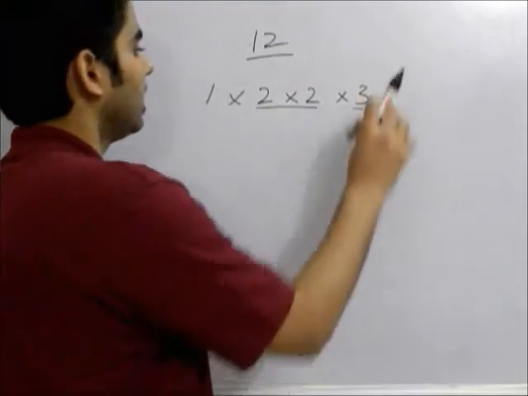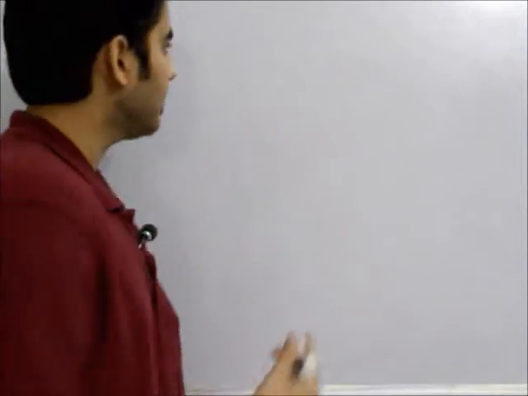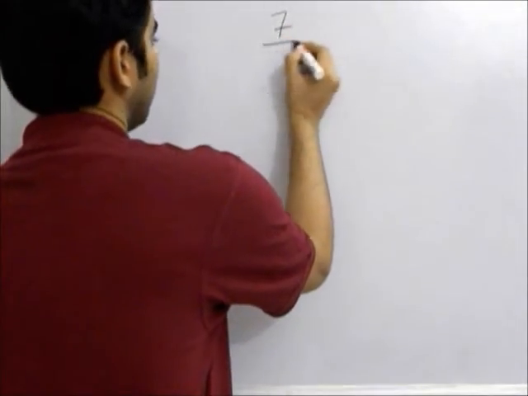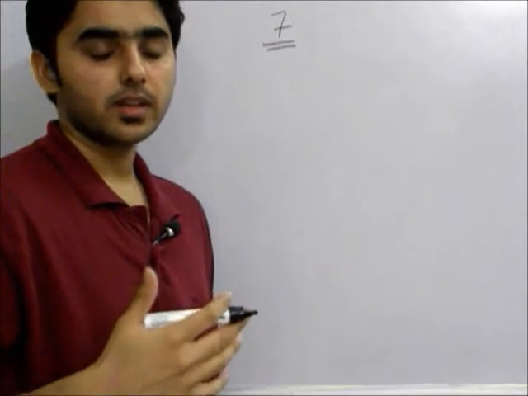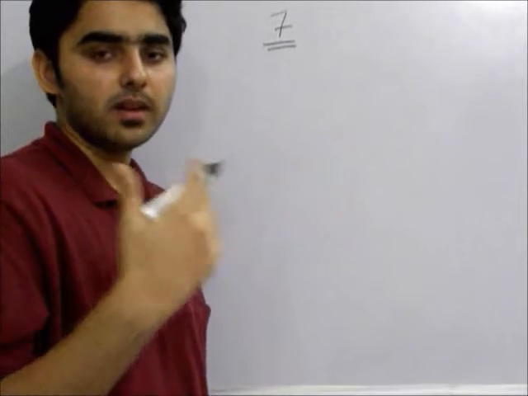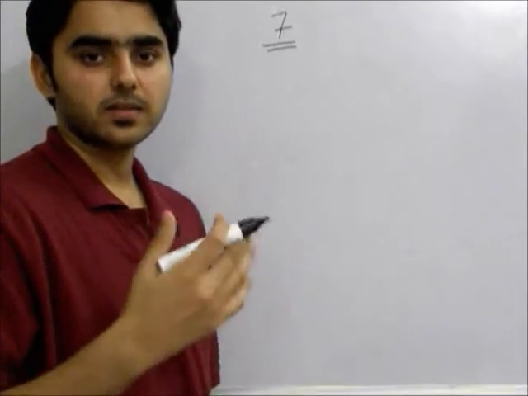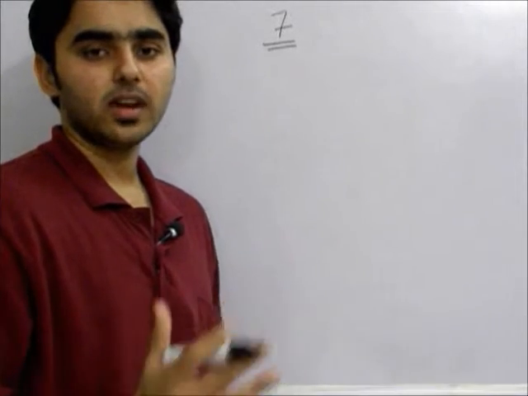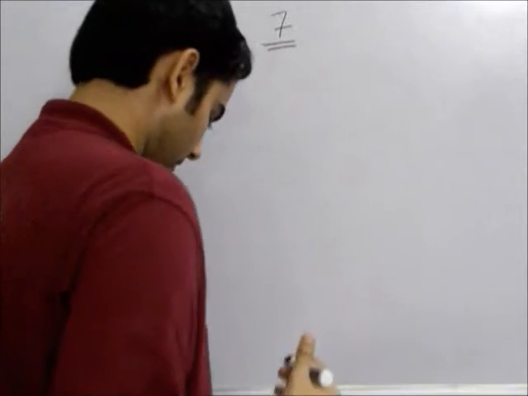Okay. Now we'll discuss 7. 7 has an interesting case. If the last digit of a number, you double it up and subtract from the rest of the number, if that is divisible by 7, then the whole number is divisible by 7. Didn't get it? Let me show it.